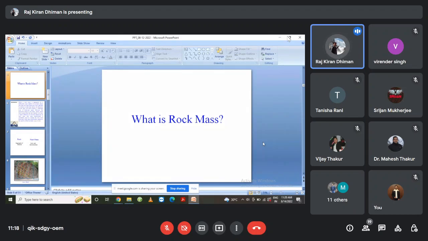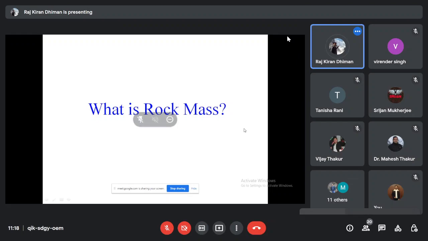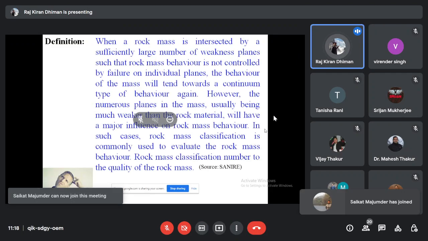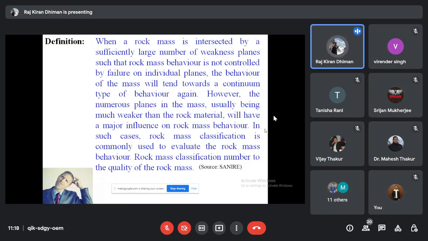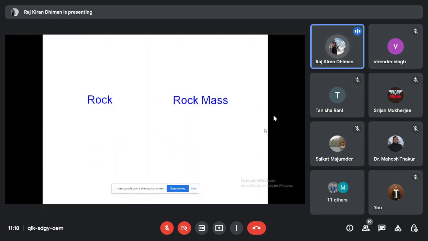Okay, so basically, before going into rock mass, I should ask you. See, this is the definition which I have taken from some website. So it is actually a correct definition of a rock mass: that when a rock mass is intersected by a sufficiently large number of weakness planes, and it's a long definition, so it is a little confusing for beginners. But I'll break this definition.